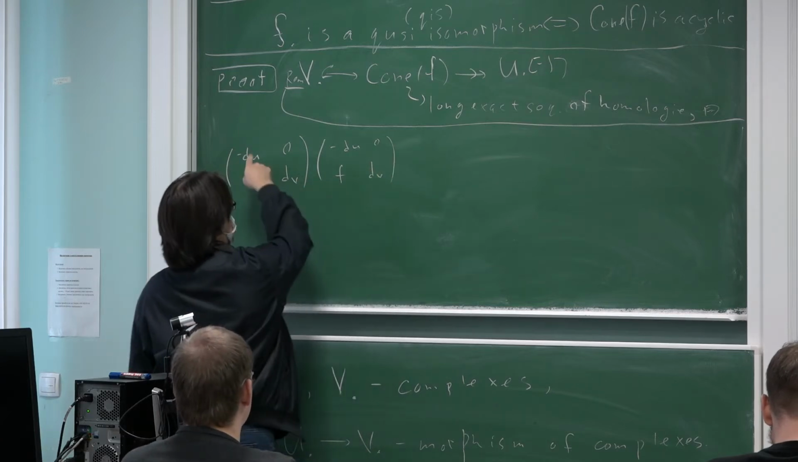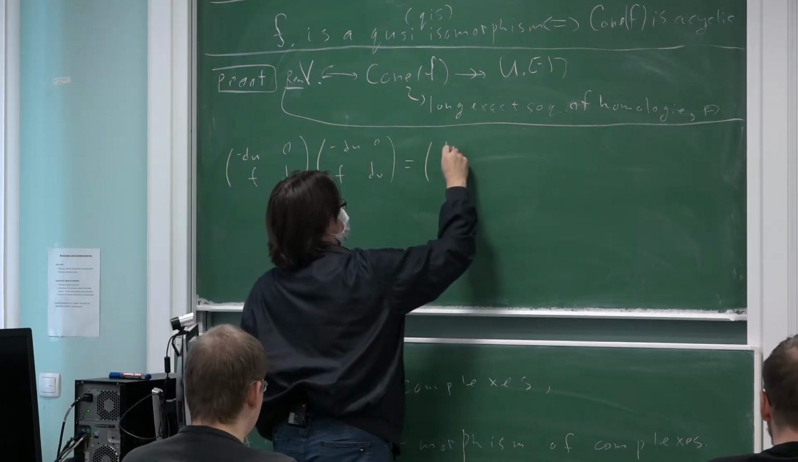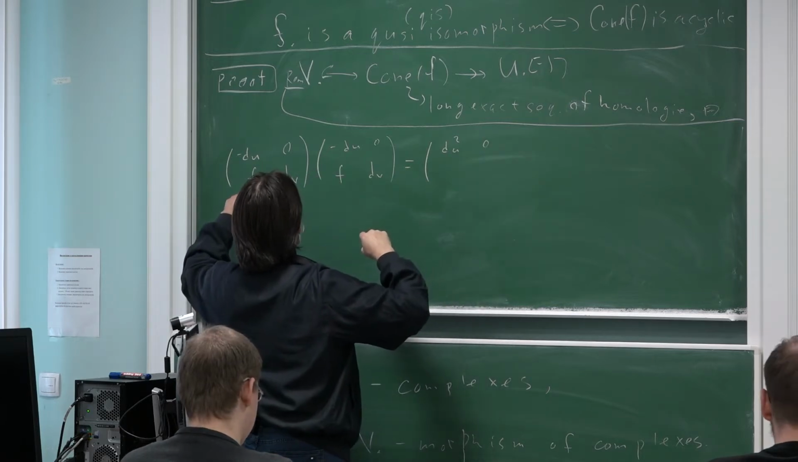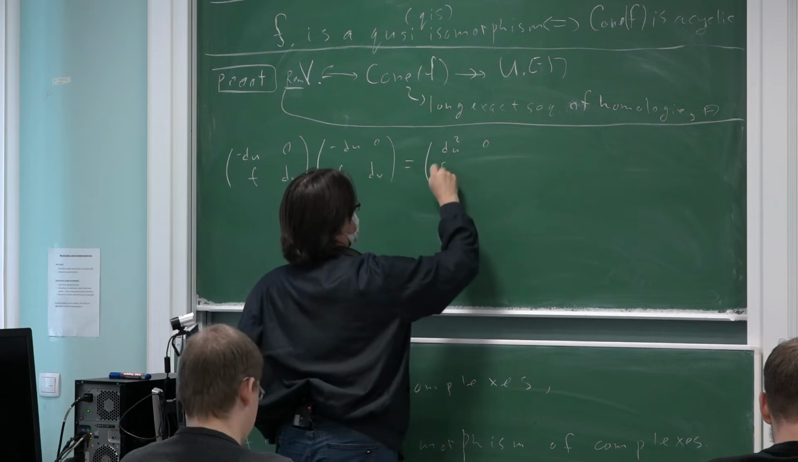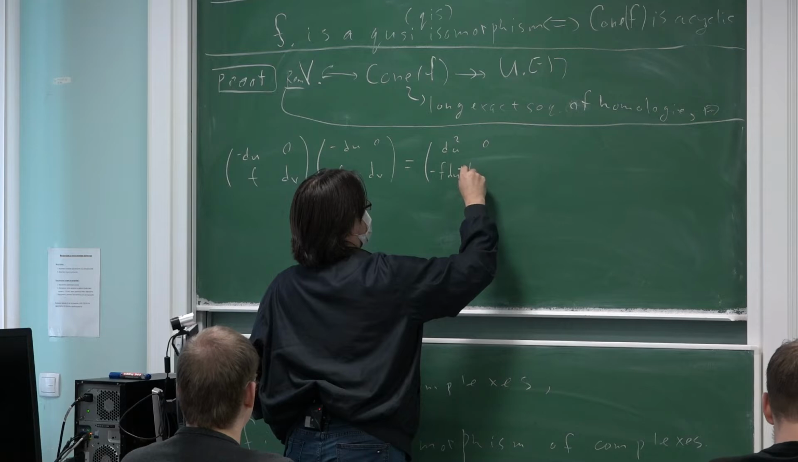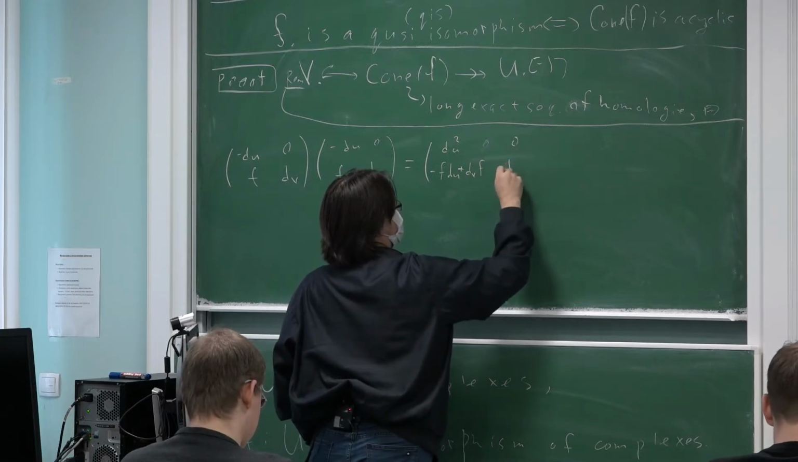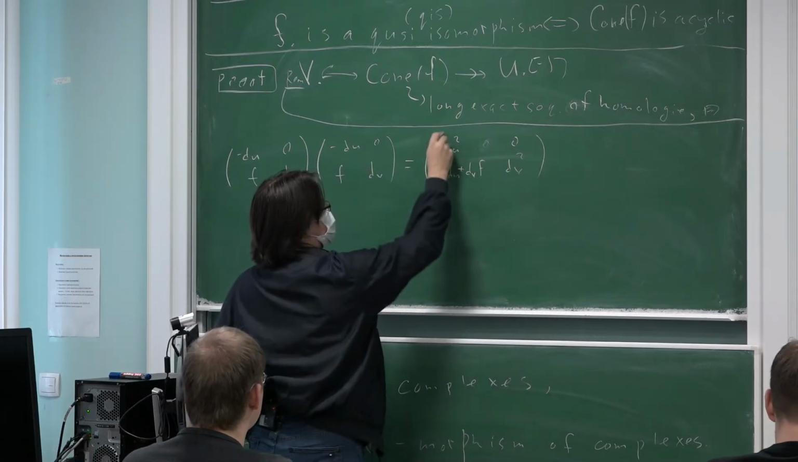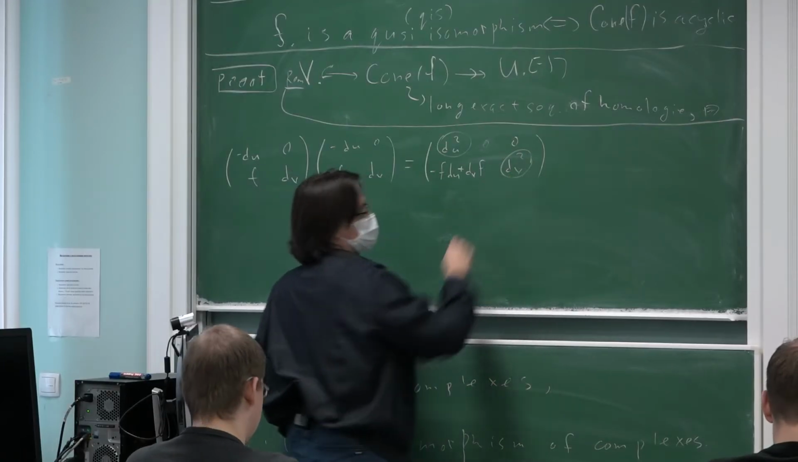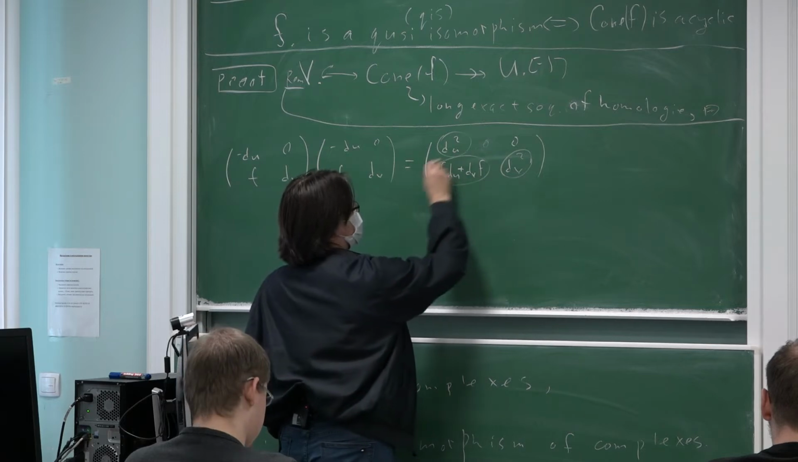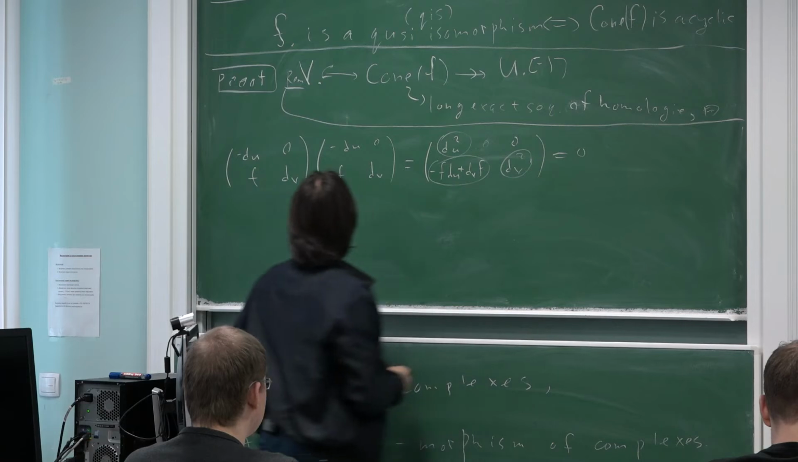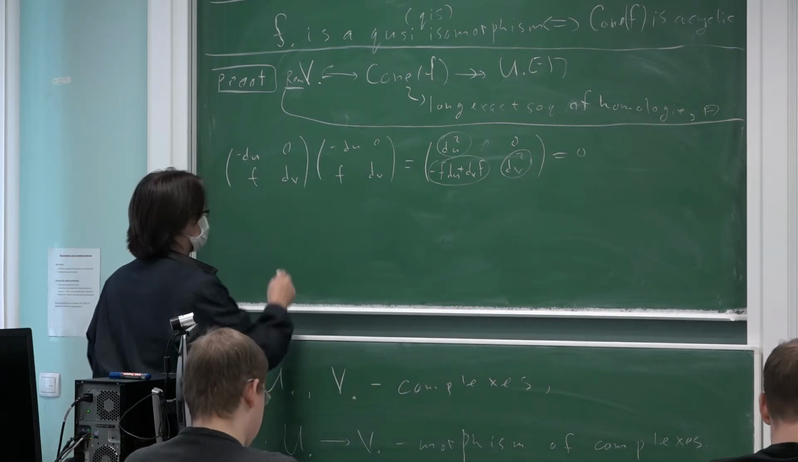If you multiply, you will have du squared, 0 here, minus f du plus dv f, here dv squared. And this one is 0 because du is a differential, this one is 0 because dv is a differential, and this one is 0 because f is a map of complexes. So it's 0, so everything is okay. Yes, now let us go to the proof.